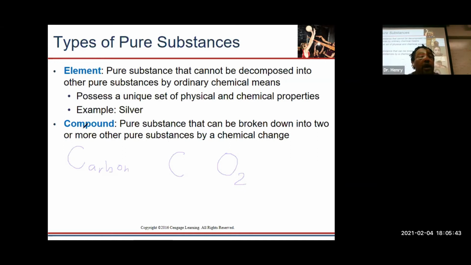Okay. So a compound is a combination of 2 or more different elements. So for instance, if I have CO2, carbon dioxide, that's an example of a compound. 2 different elements together, okay?